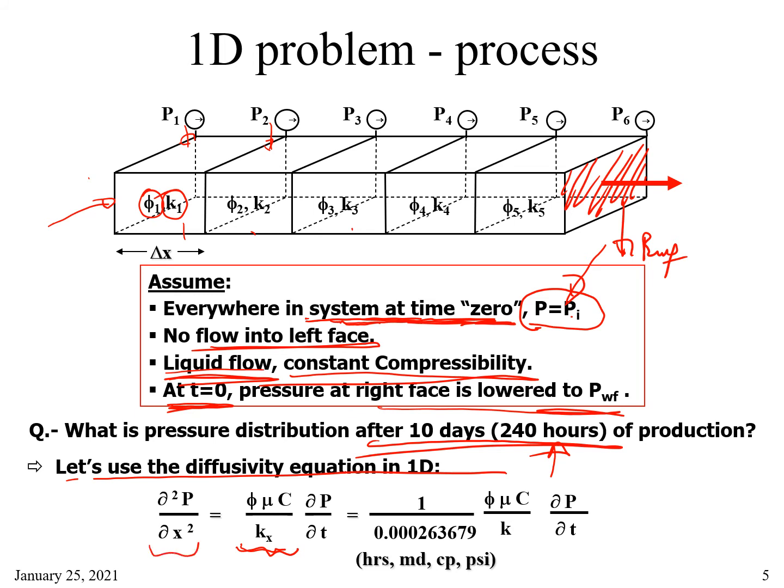So that's your left-hand side. This is your right-hand side. Second order derivative with respect to x, first order derivative with respect to time. This is a conversion factor because your permeability is in millidarcy, your viscosity is in centipoise, pressure is in psi. These are not in a consistent unit like the SI unit system. Time is in hours. That's why you need this value as a conversion factor.